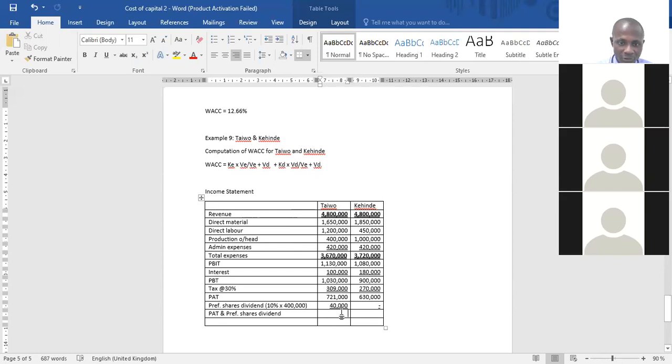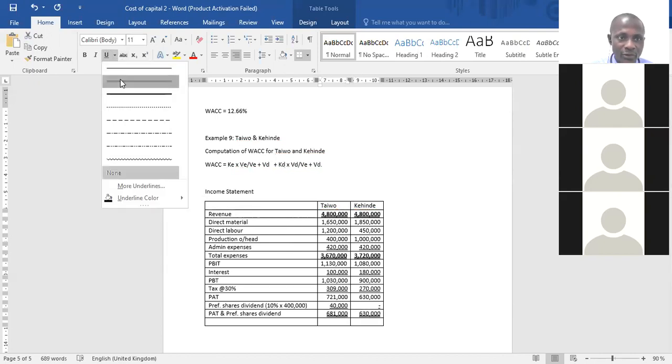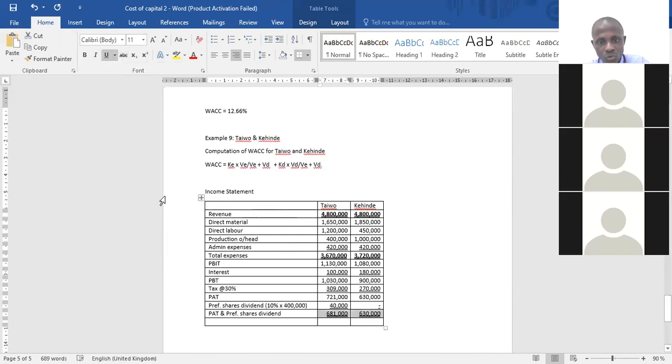So that's going to give me 721 minus 40. That's 681,000. And this is going to give me 630,000. It's not changing because there is no preference share dividend. So I can now close this, leave it both.